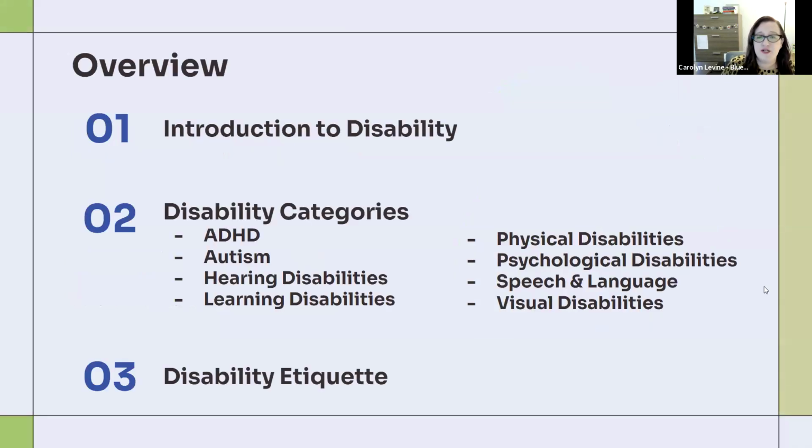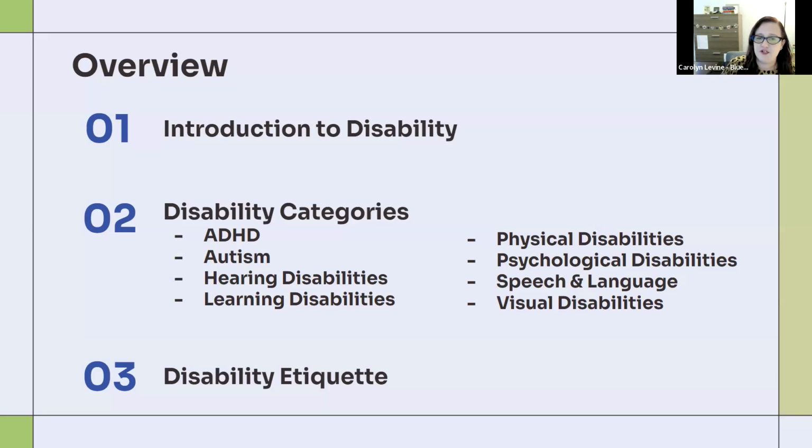So I'm going to get started with an introduction to disability. This is going to be the definition of disability, the applicable laws, and then we're going to get into the disability categories. These categories are not all inclusive, of course. I can't cover everything in one presentation, but these are the main 8 categories that most disabilities we see in higher education fall into. And that's ADHD, autism, hearing disabilities, learning disabilities, physical disabilities, psychological disabilities, speech and language disabilities, and visual disabilities.